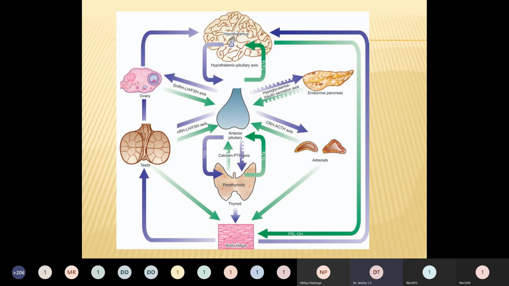If you see this picture, this is also from Harsh Mohan. This picture shows the hypothalamic pituitary axis. Many organs act according to this negative and positive feedback. It has negative and positive feedback for the hypothalamic pituitary ovarian axis, the thyroid and the parathyroid, and the testis also. There are some, like the pancreas, that don't act on the hypothalamus, they act only on the anterior pituitary.